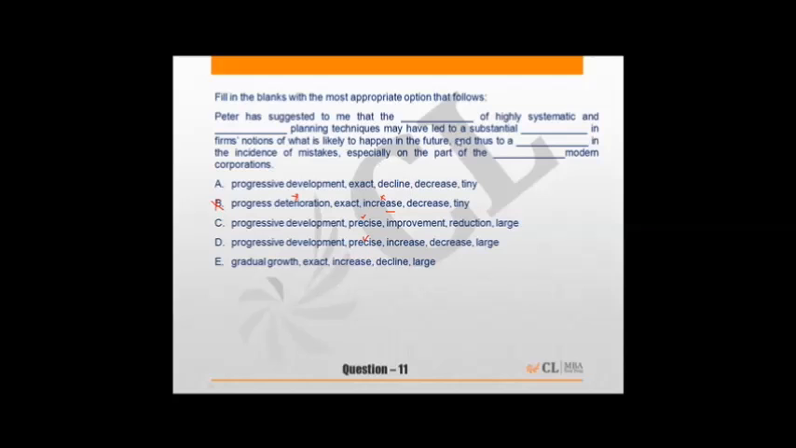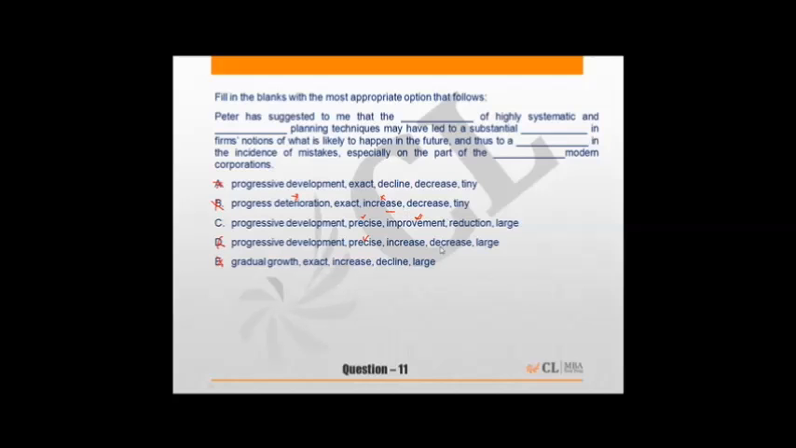Now, for the third blank, may have led to substantial increase. If highly systematic and precise planning techniques undergo a progressive development, then it is likely to improve the firm's notion of what is likely to happen in future, and not increase or decline. It is going to improve or decrease. Decrease is also incorrect for this blank. So, substantial improvement in the firm's notion of what is likely to happen. This eliminates options A, D, and E.